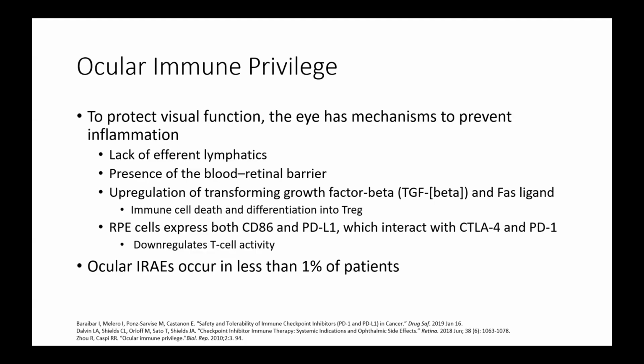We lack efferent lymphatics, there's the blood-retinal barrier, and finally, we have upregulation of transforming growth factor beta, and interestingly, and we'll come back to this later, RPE cells express PD-L1. And so normally that is present to downregulate any aberrant T cell responses that may be occurring in the uvea. But remember, if we block PD-L1, we allow activated T cells to enter that specific part of the body, including the uvea. Ocular adverse events, because of all these reasons, occur in less than 1% of patients, in some studies up to 2 to 3%.